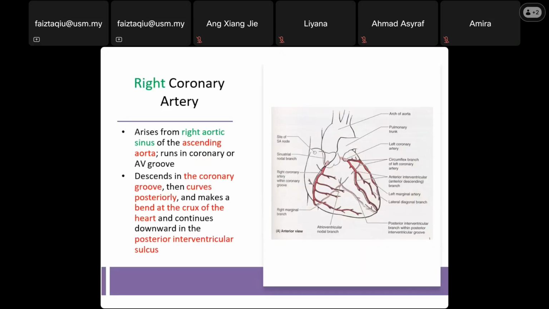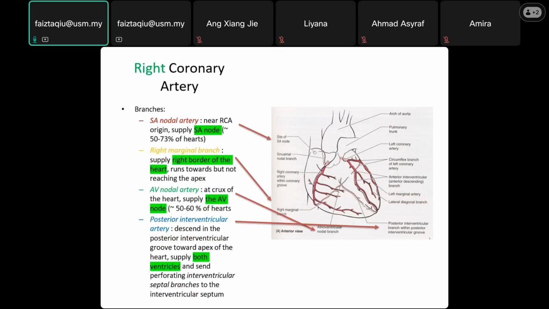Okay, so the right coronary artery. The right coronary artery arises from the right aortic sinus of the ascending aorta. It runs in the coronary or AV groove. It descends in the coronary groove, then curves posteriorly behind the right border at the crux of the heart and continues downward in the posterior interventricular sulcus. As we can see, the branches include the SA nodal artery near the RCA, which supplies the SA node.